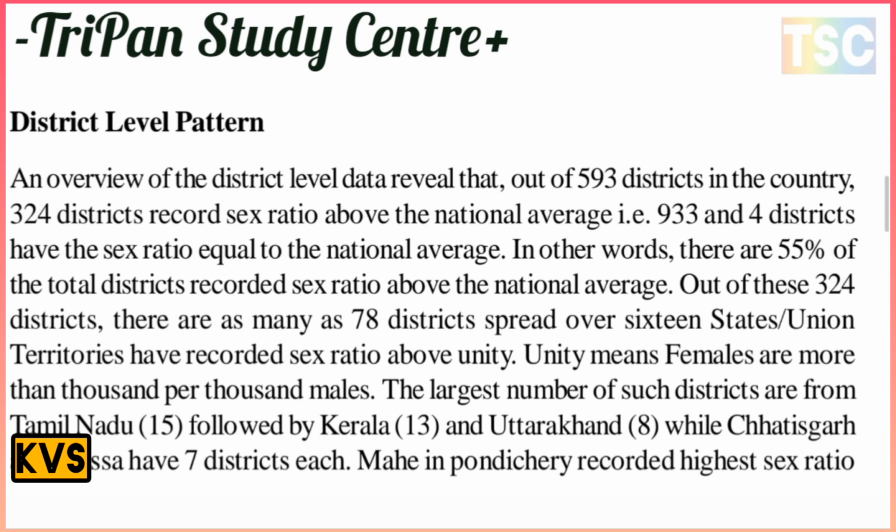Out of these 324 districts, as many as 708 districts spread over 16 states and union territories have recorded a sex ratio above unity. Unity means females are more than 1000 per 1000 males.